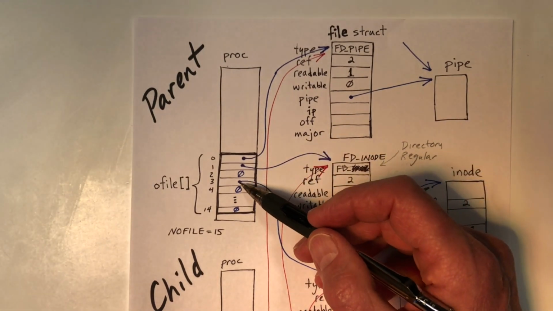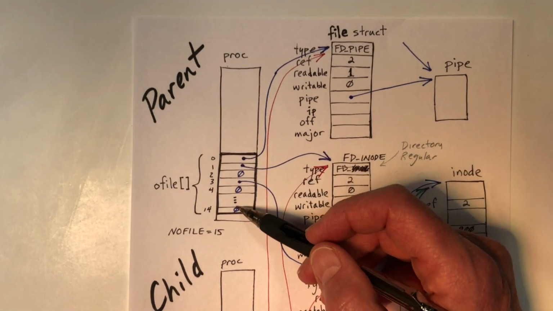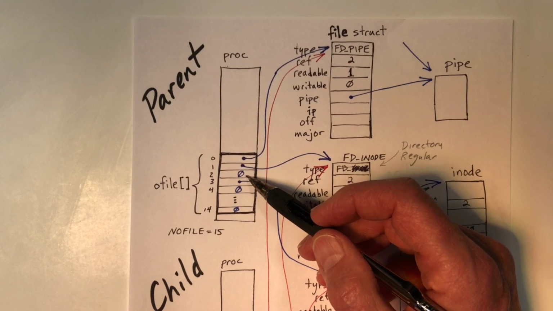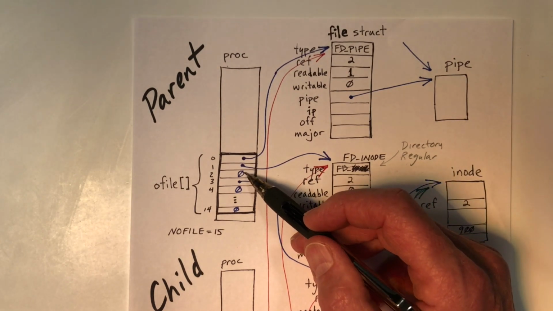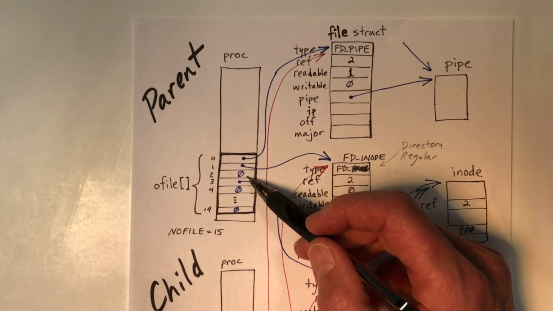The kernel will allocate entries into the open file array on each call to the open system call, and it will use the next available unused slot. So apparently standard error was open, but it has been closed.